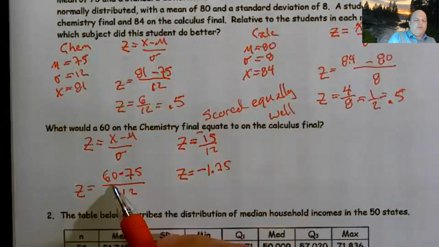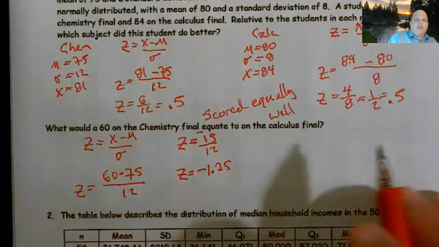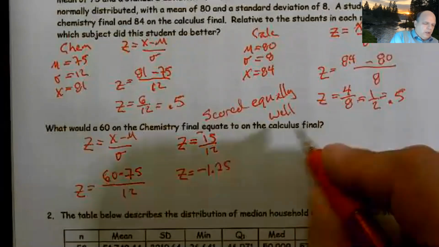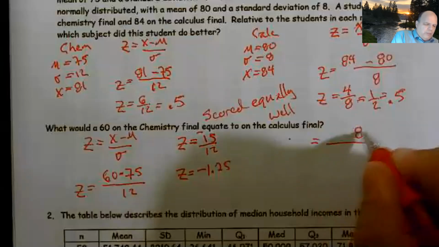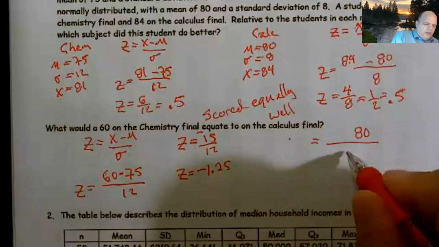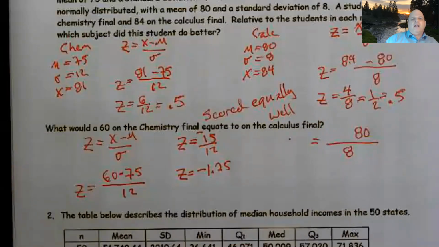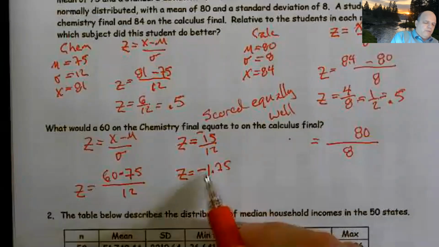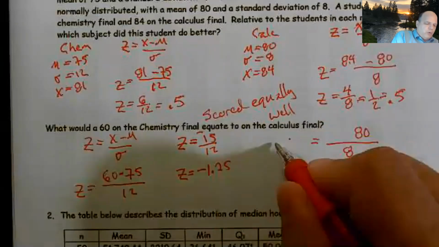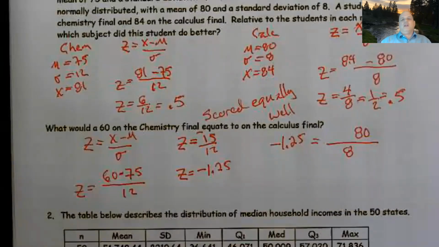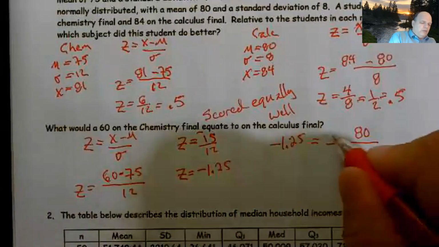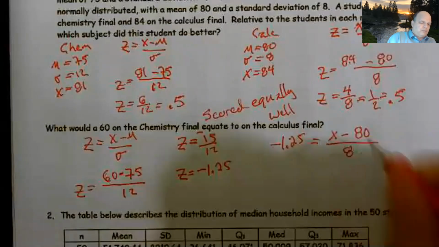We know on the chemistry final, he made a 60, so he didn't do so hot. But how was it on the calculus final? Well, on the calculus final, we know that the mean was 80. We know the standard deviation is 8, and we want to find out what a person who's 1.25 standard deviations below would have scored. Because the guy's running around and saying, well, chemistry is so much harder than calculus. So let's see if they're telling the truth.